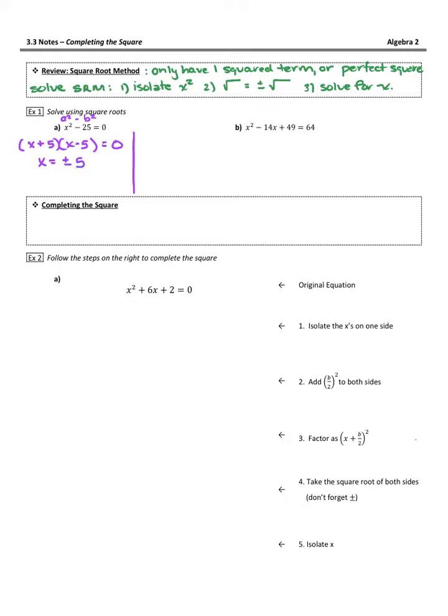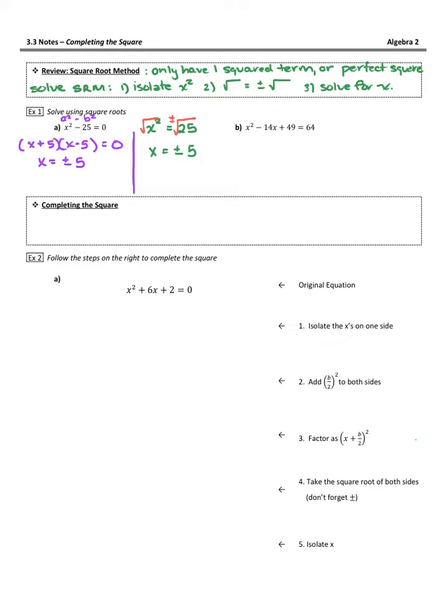But you can also do this with the square root method, where you isolate the squared term. So we add 25 to the other side. We're going to take the square root of both sides, and then we have x equals plus or minus the square root of 25, which is 5. So you have options. It looks like the square root method is actually a little bit easier, but it is a difference of squares as well.